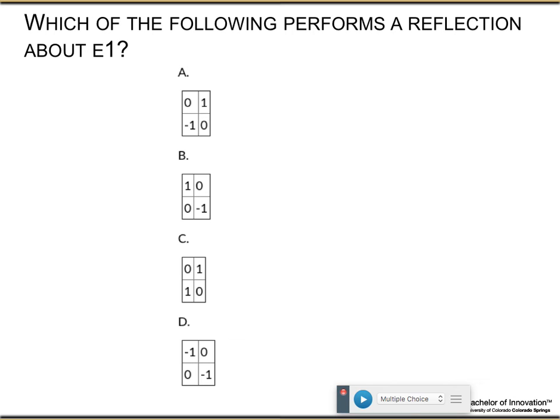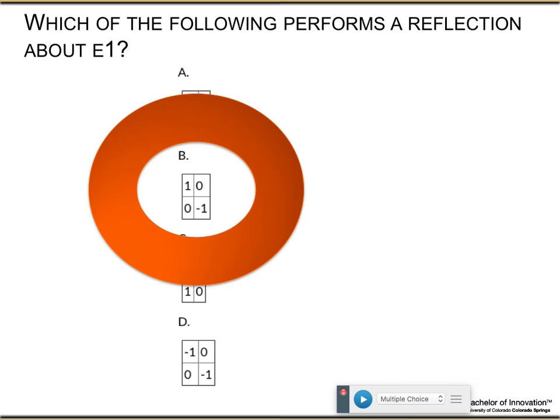Okay, the second one, that's A. B, we're going to multiply. What's B? 1, 0, 0, minus 1. So that gives us 1, 0 goes to 1, 0, but this goes to 0, minus 1. So this is going to go to 1, 0, and like that. So that's a reflection around the E1 axis. And the answer was B, which many people got.